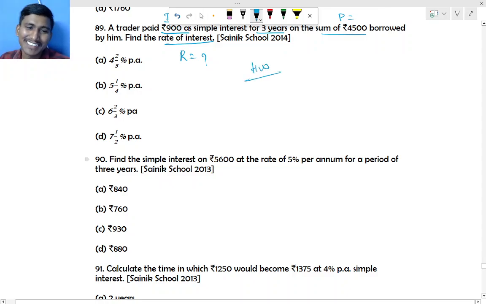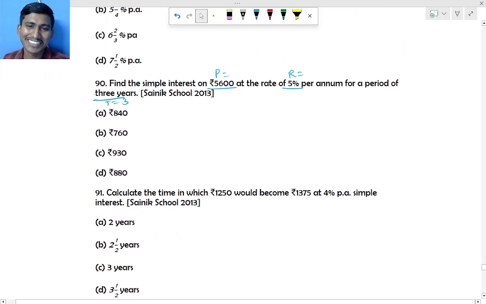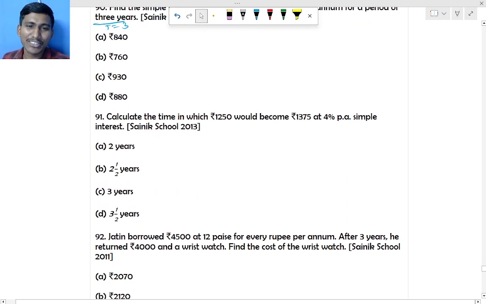Find the simple interest on 5600 at 5% for a period of 3 years. It is direct. You have to find the interest. Principal is given, rate is given, time is given, 3 years. Homework. Do it. Okay, good. Next 91 question.